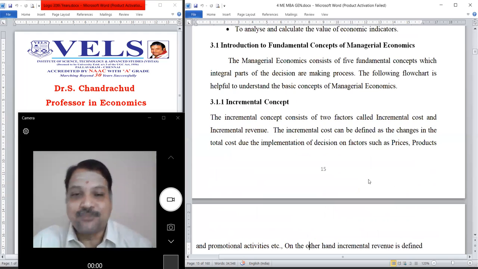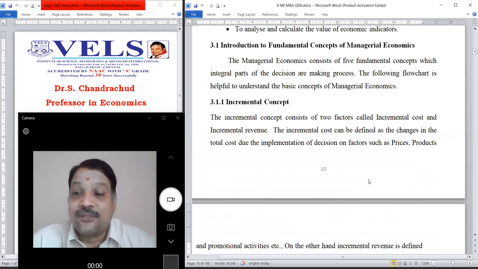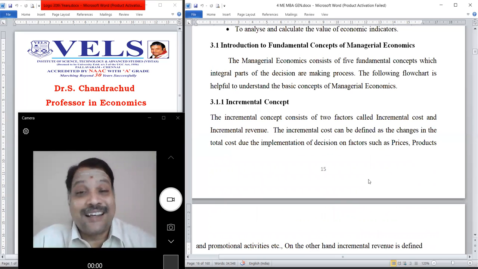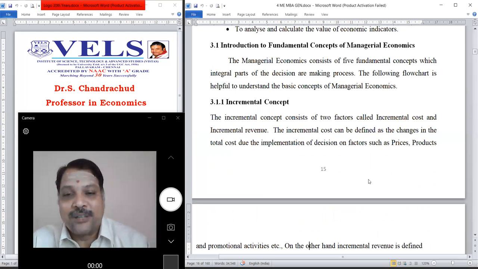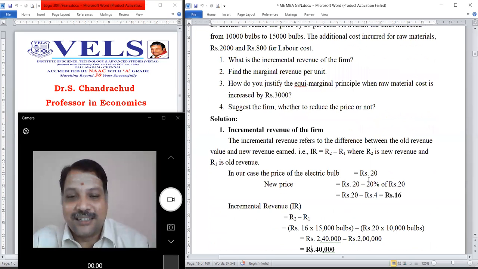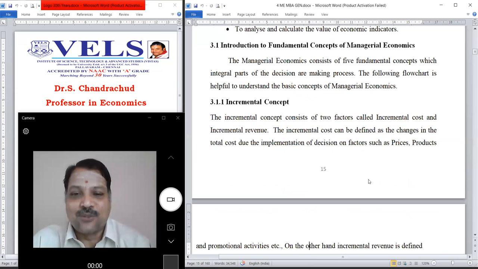Let us start. Managerial economics consists of 5 fundamental concepts which are integral parts of decision making in a business. The following flow chart is helpful to understand the basic concepts of managerial economics. I will show the flow chart, but before that, let us discuss one by one.